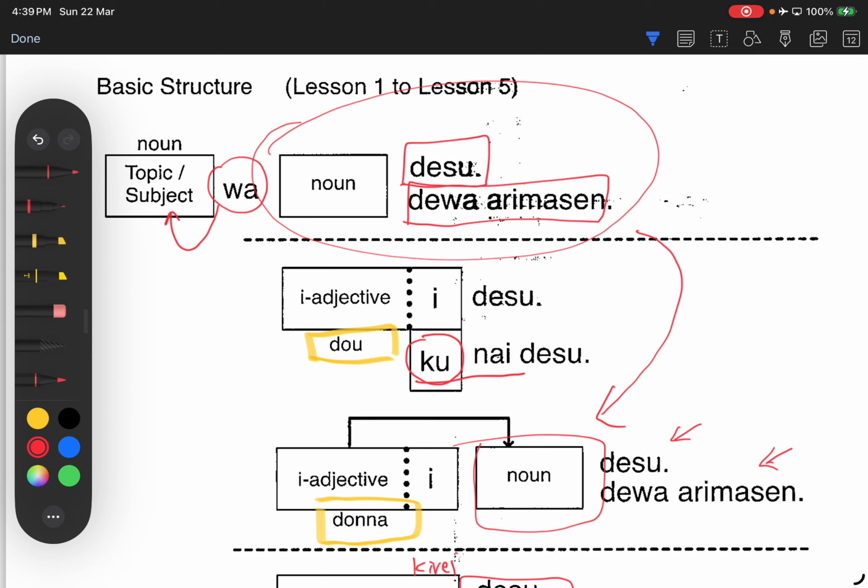Okay, so this is everything that we have learned in E1, all the grammar particles and how the sentence structure is supposed to look like. So for lesson 1, we learned about a subject wa. Subject wa, noun desu. If you want to reject, I'm going to say no, we are not a student. Not student, we use de wa arimasen. Right? Next, we have our E adjective.